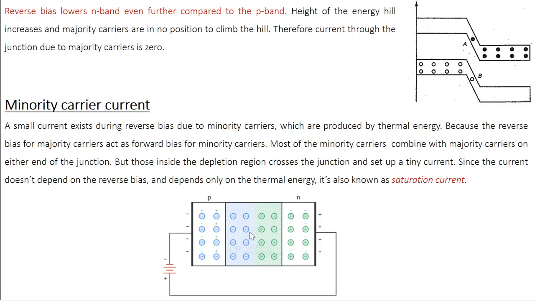But look at the depletion region here. In the depletion region, there are no majority carriers, right? So the minority carriers formed in the depletion region due to thermal energy can cross the p-n junction and set up a current. Since the number of these minority carriers is very, very small, the current flow due to minority carriers is going to be very, very weak. And the minority carrier current doesn't depend on the reverse bias, it depends only on the thermal energy. That's why the minority carrier current is also known as saturation current.